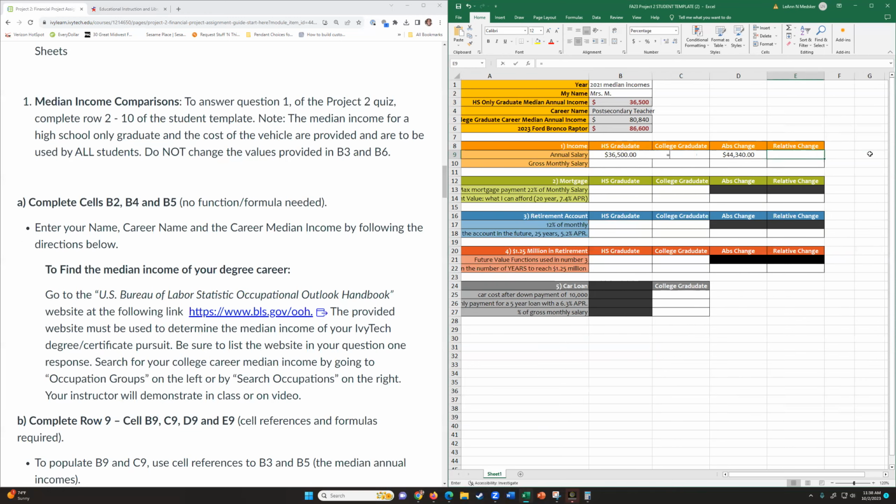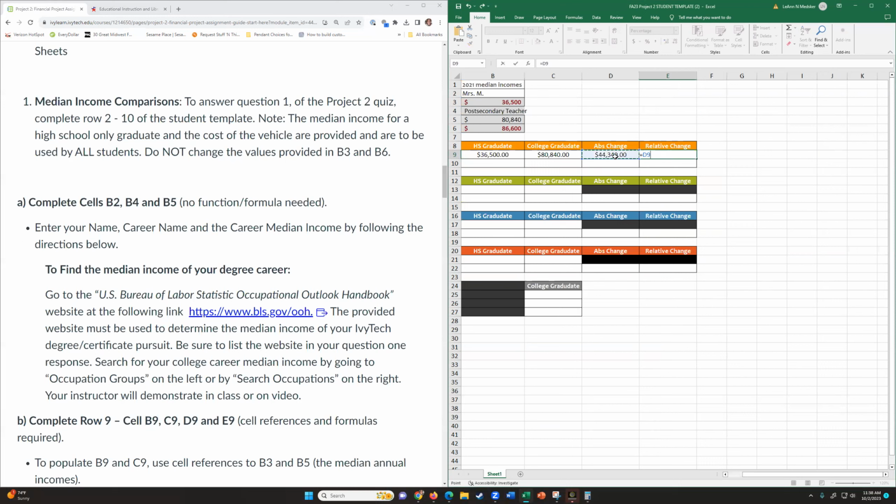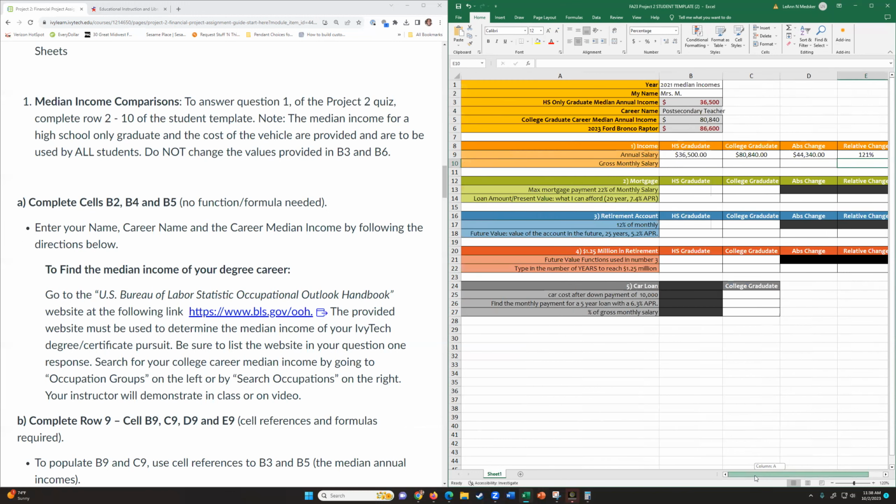The relative change would be equals my absolute change divided by the old. The old would be the high school graduate. We are going from high school graduate to college graduate. We're comparing our high school people to people who have their degrees. Okay, so we click that and hit enter. Notice that's a 121% increase in pay for the year.